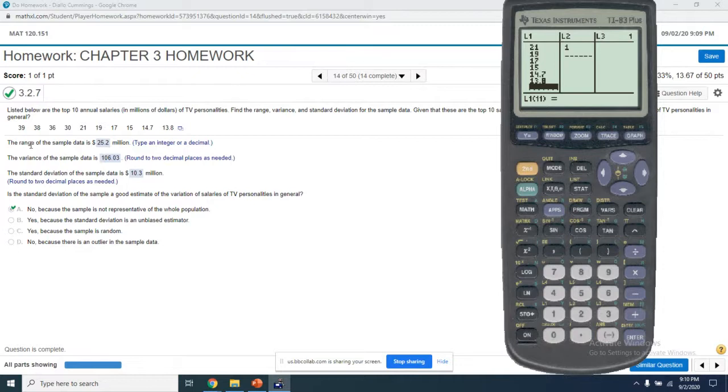Now, we didn't quite talk about a formula for a range, but in order to find the range of any data set, you would take the largest value minus the smallest value. So I'm going to go back to my home screen. I'm going to hit second, mode, which is quit. I'm going to use the calculator to find it. So I'm going to go back into list. That's second, stat, which is list. I want to scroll over to math. I want the maximum value for list one minus the minimum value for list one. And we have our range, which is 25.2.